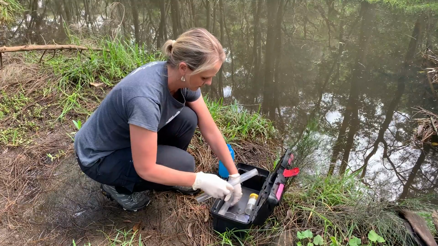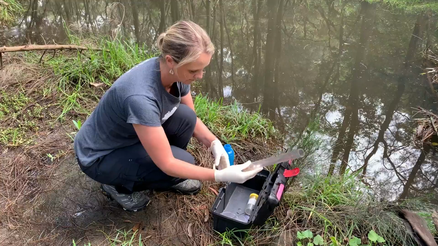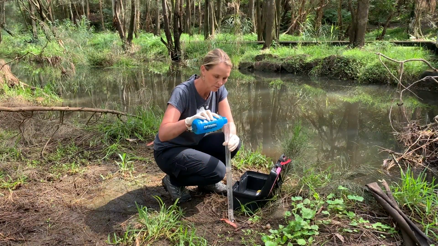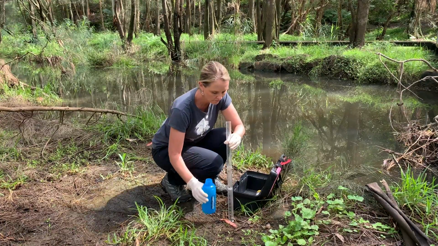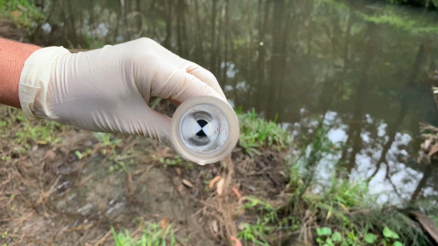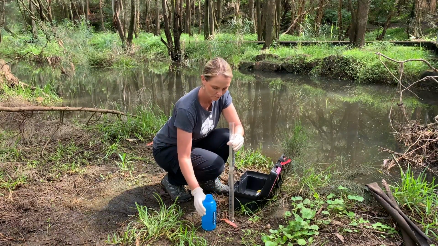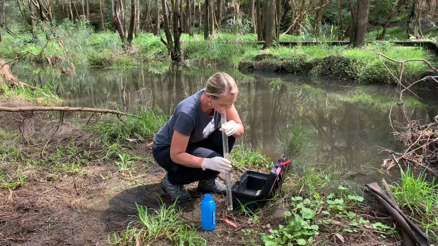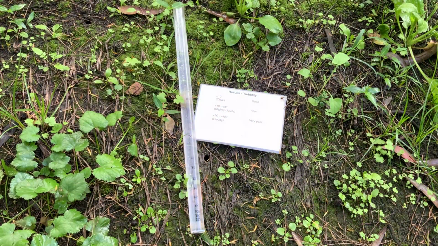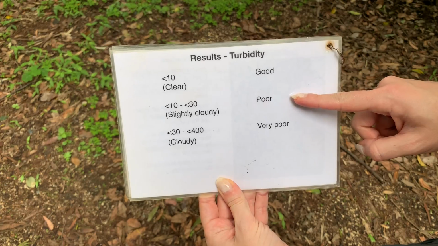The first test is to test the turbidity of the water to see how cloudy it is. If it's too cloudy, water plants can't get sunlight for photosynthesis, and aquatic animals find themselves swimming through silt and gunk. We slowly pour water into the turbidity tube until we can no longer see the pattern at the base of the tube. The higher the water gets in the tube, the clearer the water is. Our results showed a slightly cloudy reading, which is poor turbidity.